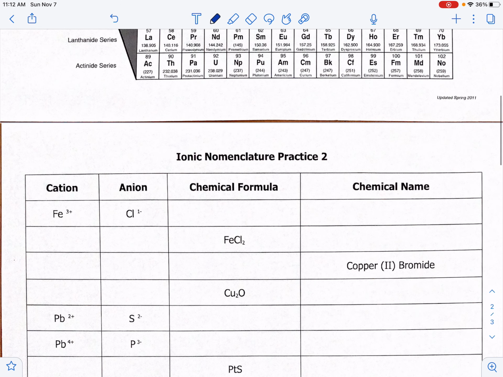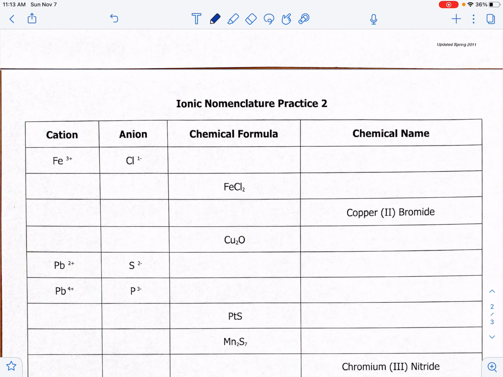So we're going to start off doing the same thing, writing out the pieces, the cation and the anion, the formula once you bring those together, and then the chemical name. If I look at my first example, I have Fe3+ and then Cl1-. I can see that those are not balanced, so you can do your crisscross method. Take the 1 from the chlorine over to the iron, and take the 3 from the iron all the way over to the chlorine. So my correct, balanced formula would be FeCl3.